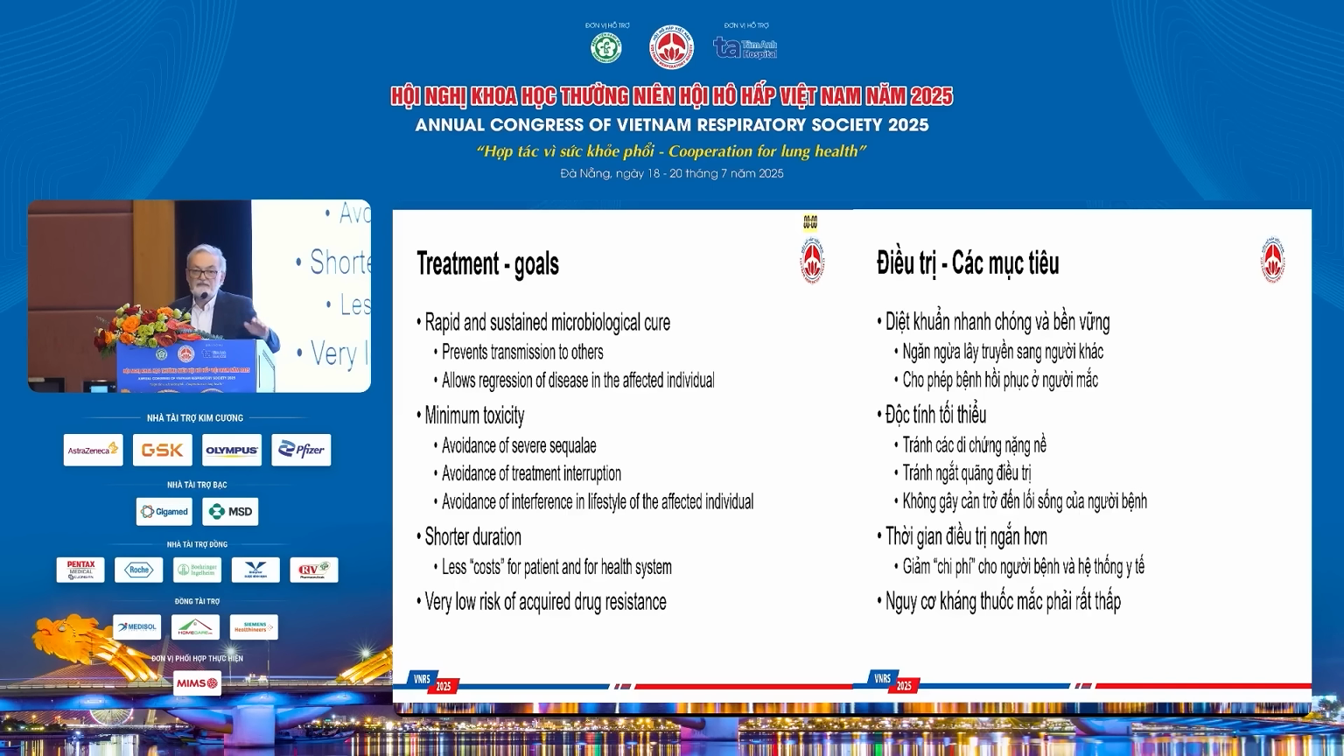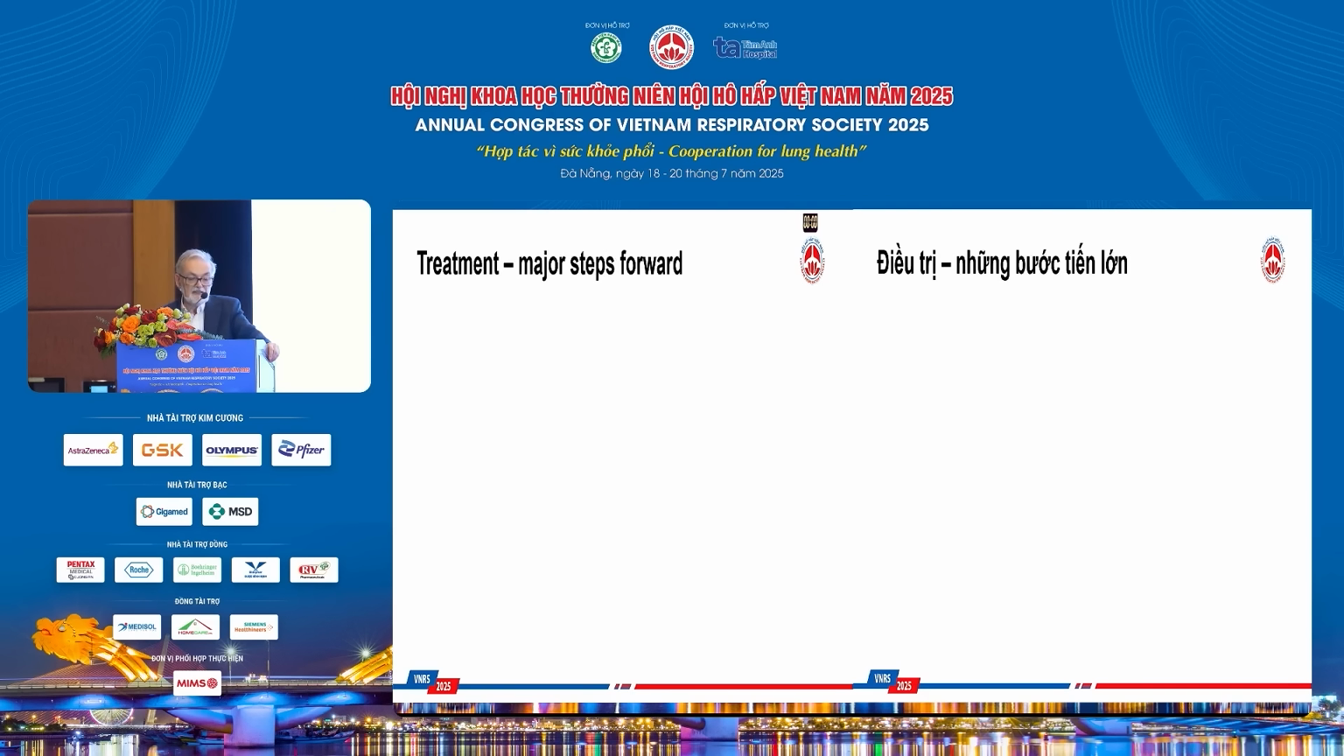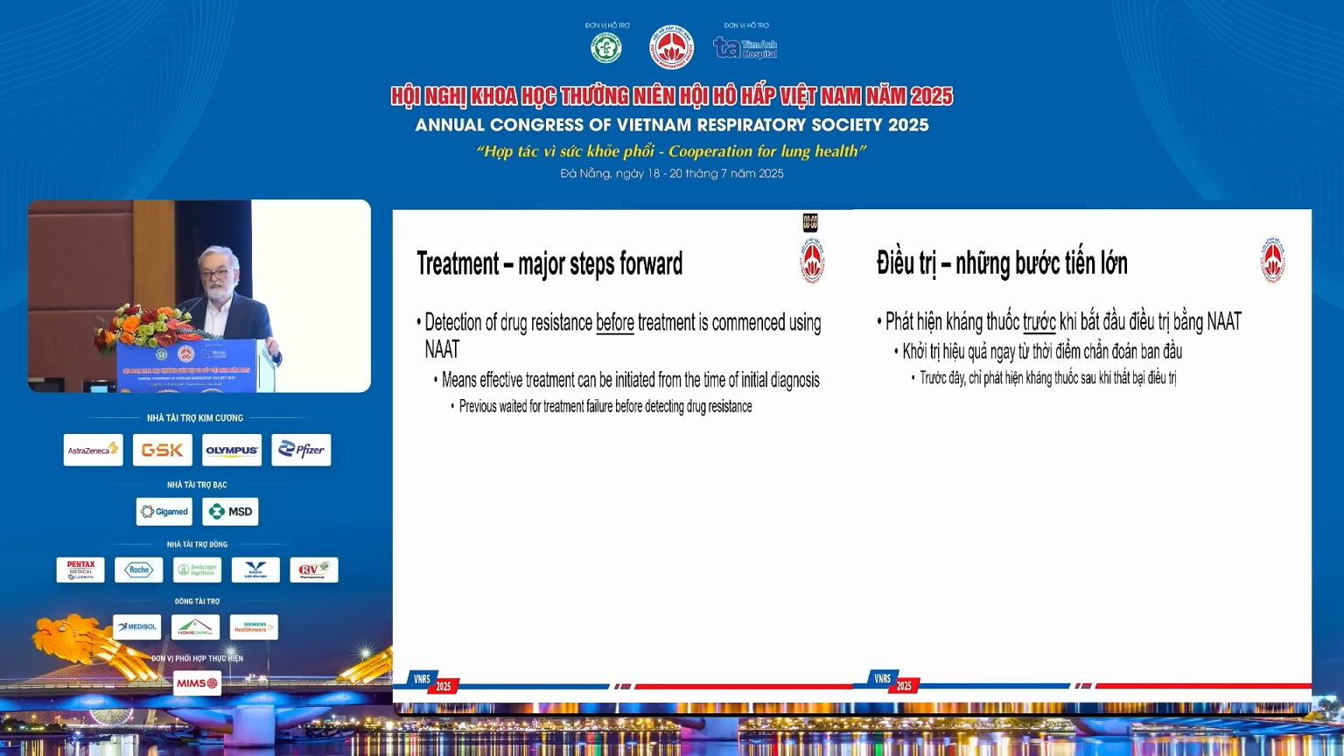And the final point is we want to make sure that when we treat patients, we don't cause the emergence of acquired drug resistance. This is the fourth goal. So 4 important goals of treatment: rapid and sustained microbiological cure, minimum toxicity, shorter duration, and very low risk of acquired drug resistance. The major steps forward in treatment actually are diagnostic tests.